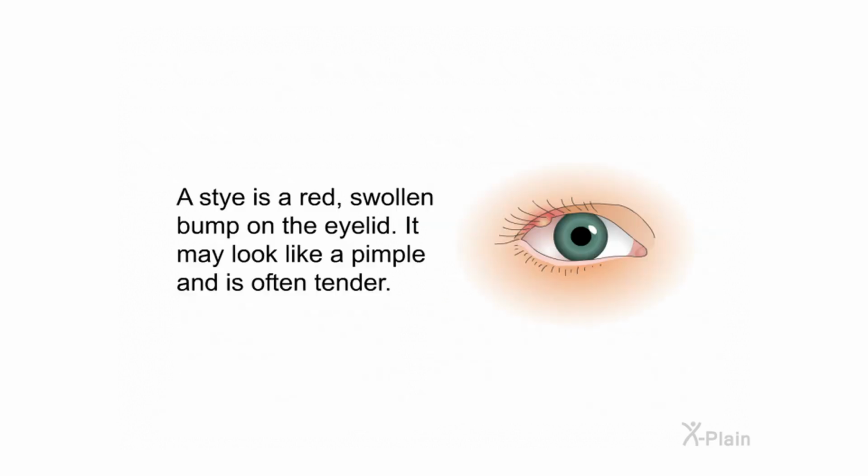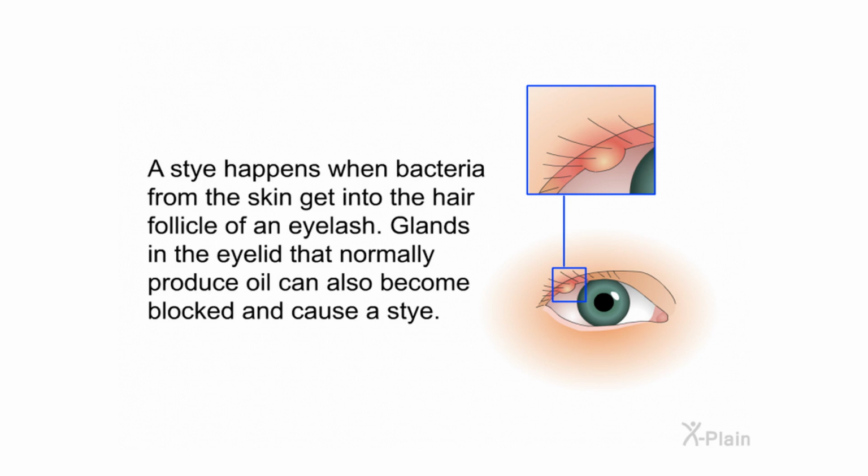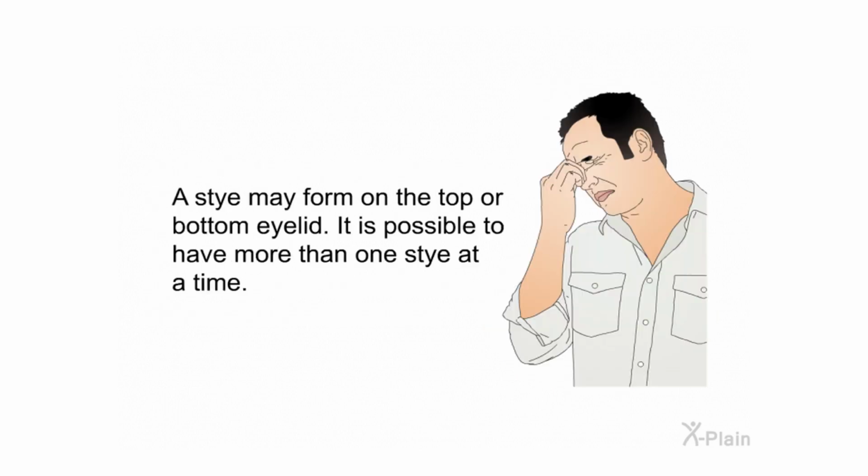Stye. A stye is a red, swollen bump on the eyelid. It may look like a pimple and is often tender. A stye happens when bacteria from the skin get into the hair follicle of an eyelash. Glands in the eyelid that normally produce oil can also become blocked and cause a stye. A stye may form on the top or bottom eyelid. It is possible to have more than one stye at a time.